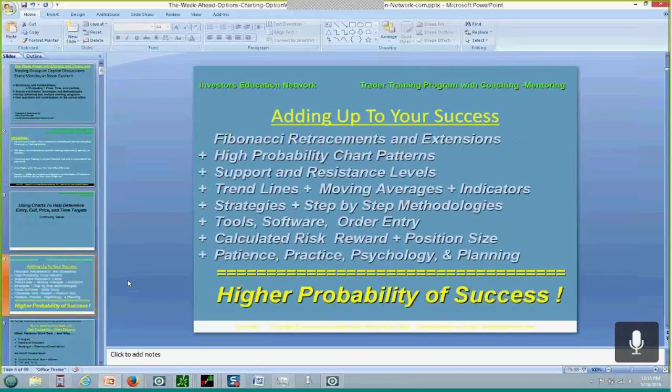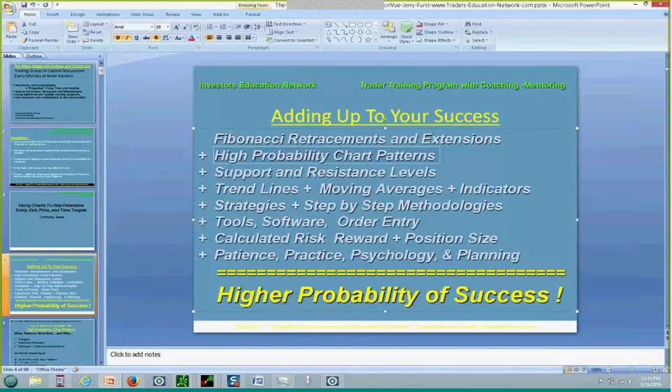When it comes to charting and technical analysis, these are some of the things that I'm using: Fibonacci retracements and extensions, high probability chart patterns. Support and resistance levels are the basic foundations of charting and technical analysis. Once you draw those lines, you end up with trend lines. You add the moving averages and indicators, and that gives you a little bit more confidence as to where the direction of the market is going and the volatility on the charts.